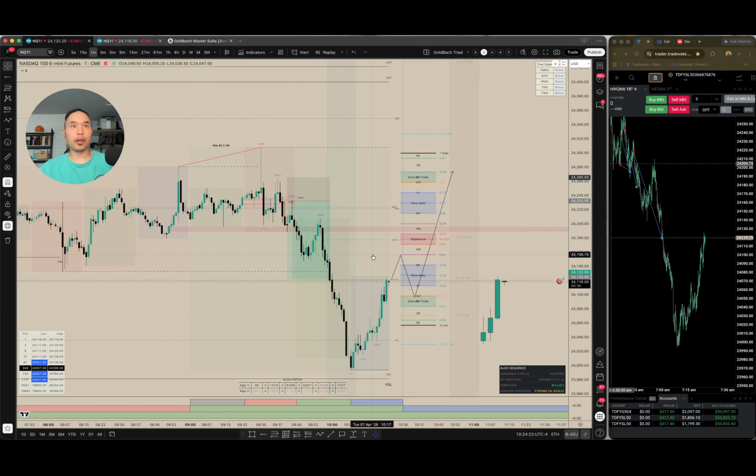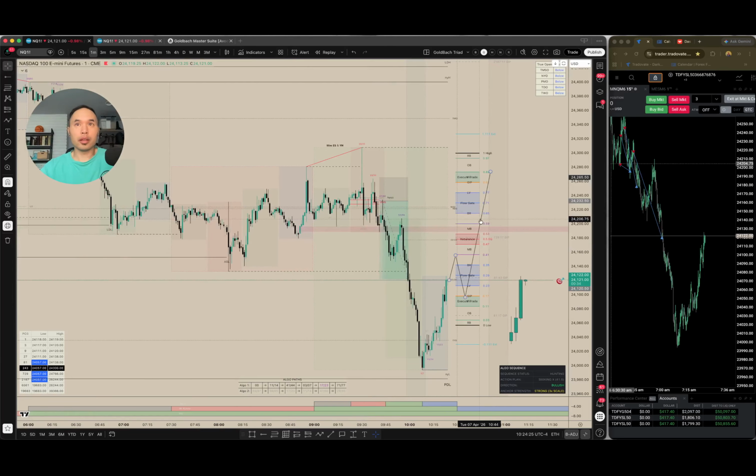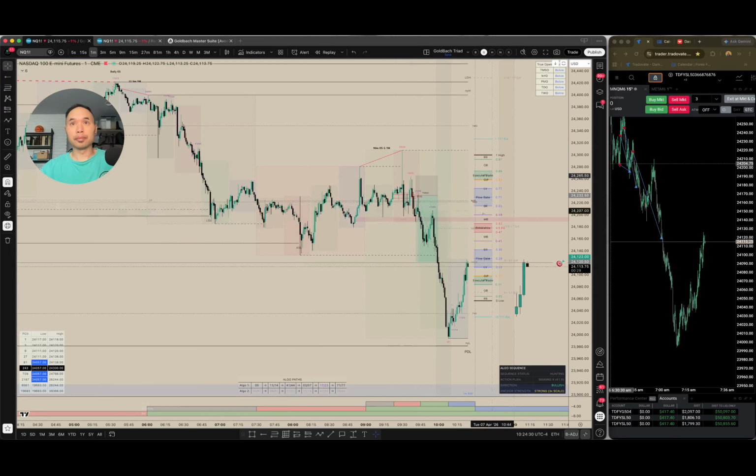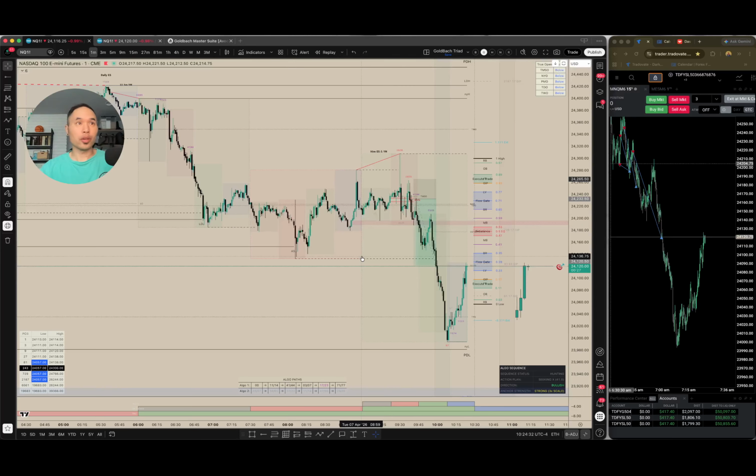But anyways, I don't think we're going to do that. I think on the higher time frame we're so bearish. That's why you need higher time frame context for this. But that essentially was the trade of the day.